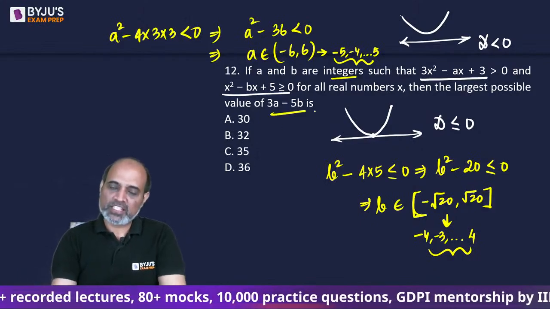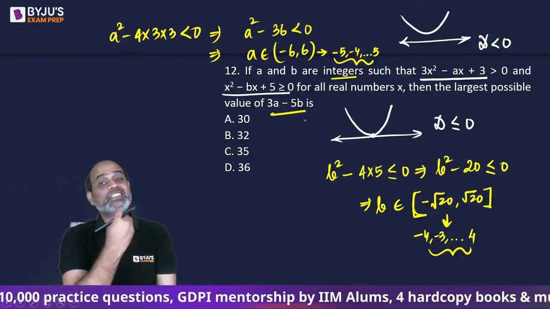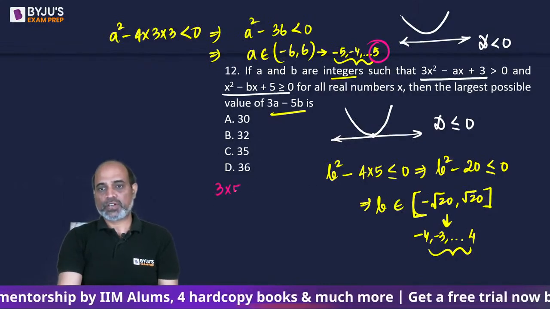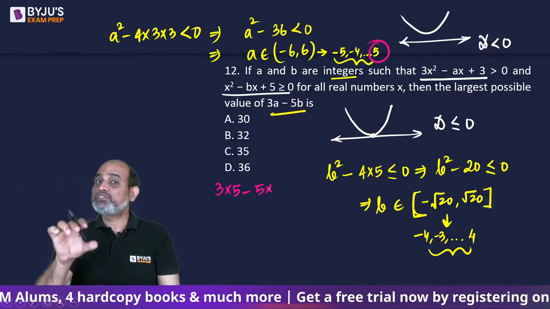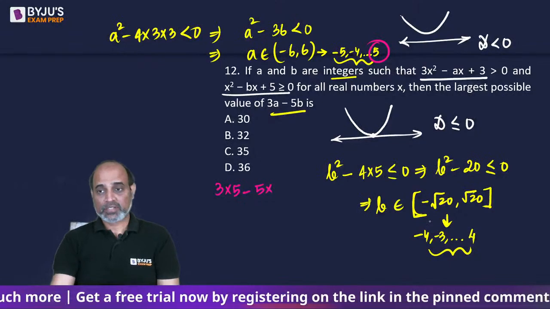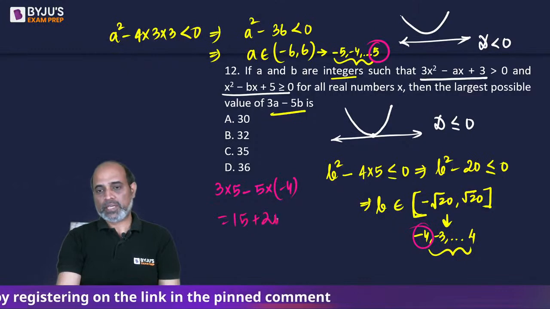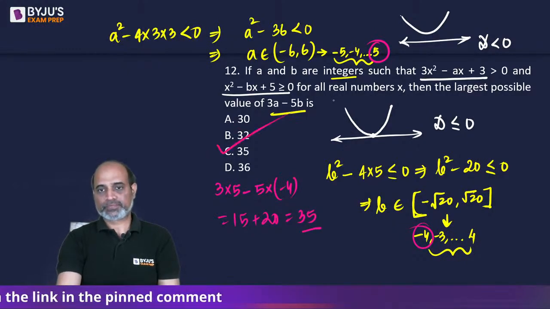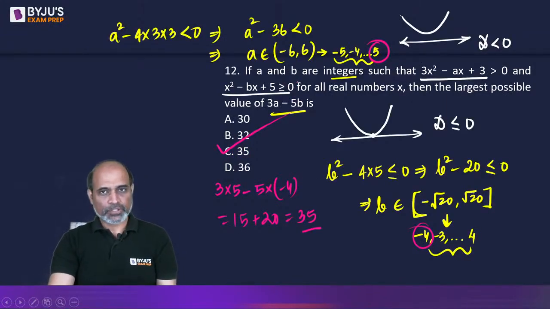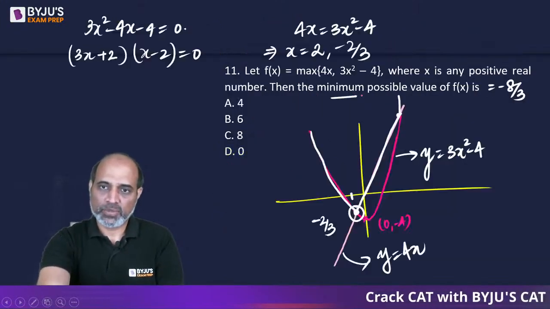The question asked is what is the largest possible value of this? In order to calculate the largest possible value, I have to make sure that 3a is as max as possible. So I'll choose the positive value of a, so we'll have 3 into 5. And if I want minus 5b to be largest possible, I'll take the negative value of b, so I'll take b as minus 4. So that I get 15 and then 20. This results in 35. So obviously, it did not matter whether it was greater than or equal to 0 or just greater than 0.